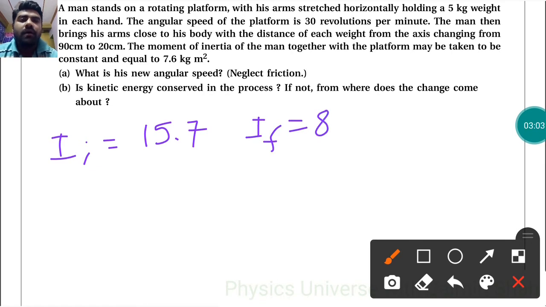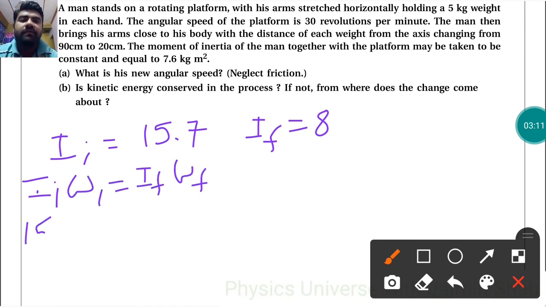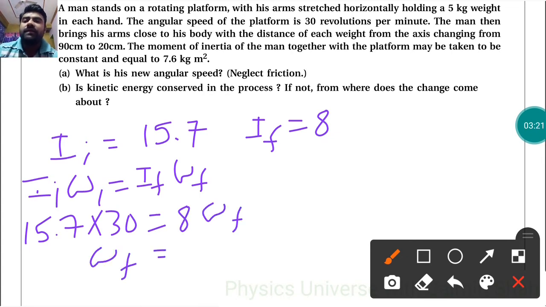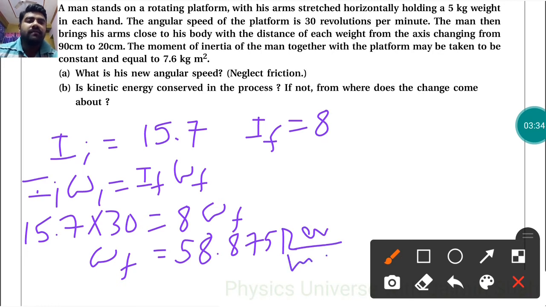Now the formula I_i omega_i is equal to I_f omega_f. Now I_i is 15.7, omega_i initially is 30, I_f is 8, and omega_f we need to find. So omega_f is equal to 15.7 into 30 upon 8, that will be 58.875 revolutions per minute. So this is our new angular speed, approximately 59.